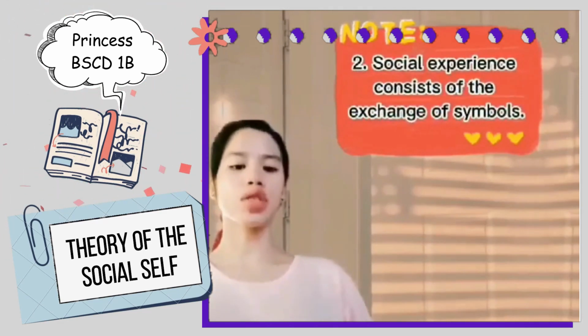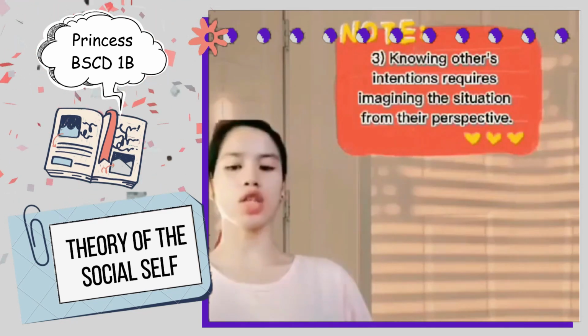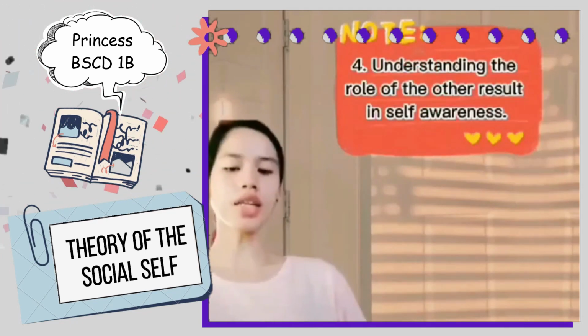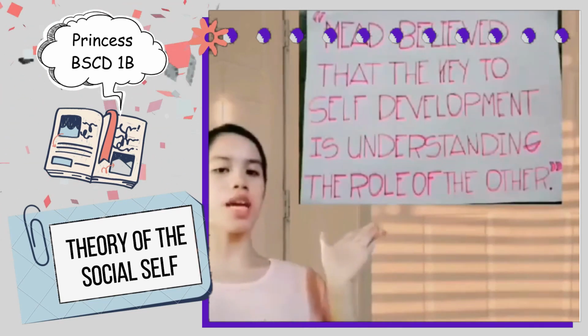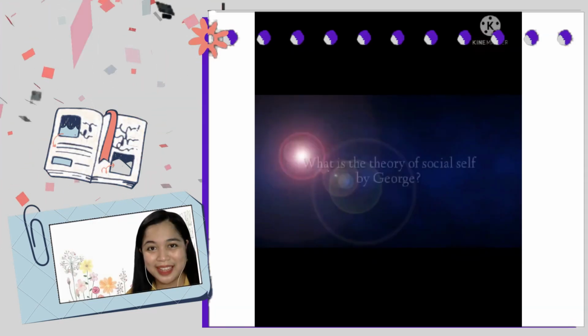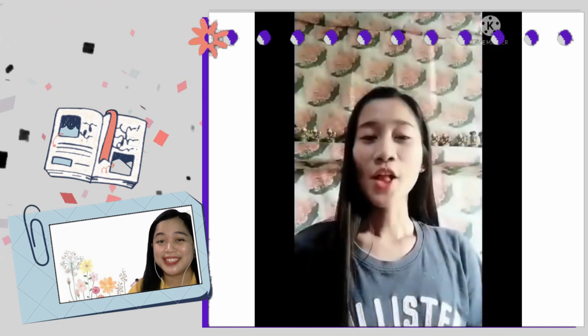Second, social experience consists of exchange of symbols. Third, knowing other intentions requires imagining the situation from their perspective. Fourth, understanding the role of the other is taught in the self-awareness. Mead believed that the key to self-development is understanding the role of others. Alright, so that was George Herbert Mead with his theory of the social self.